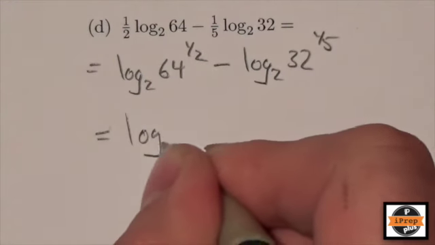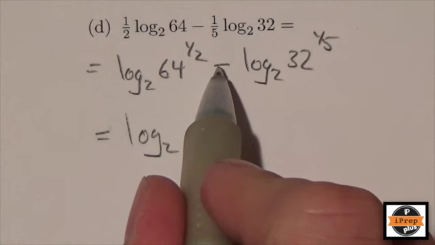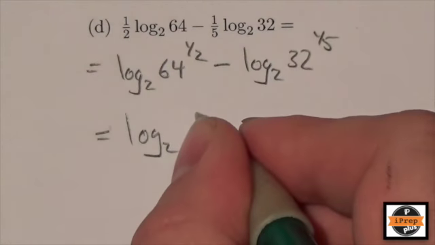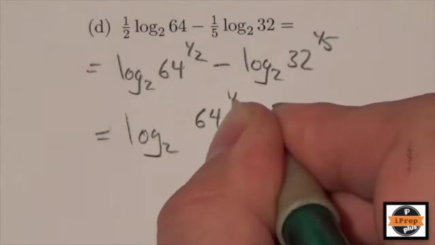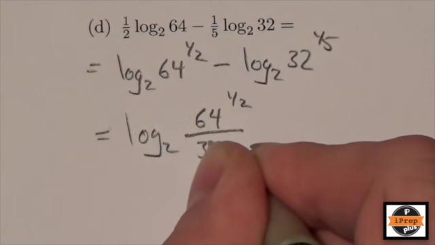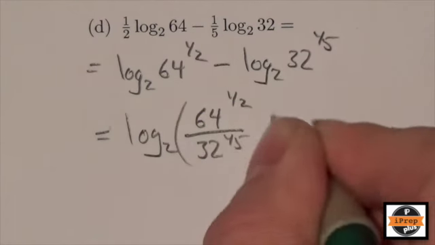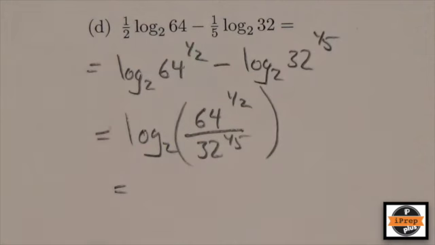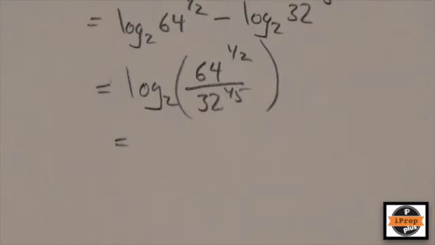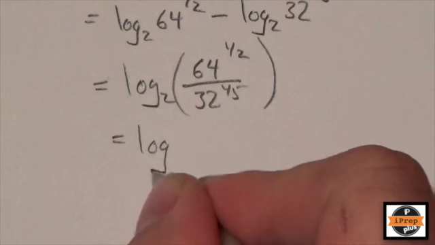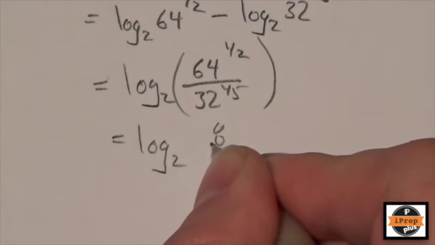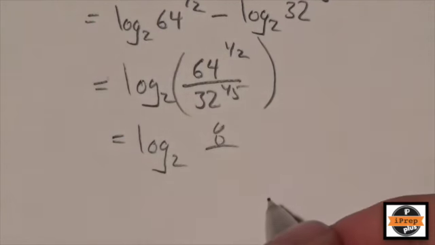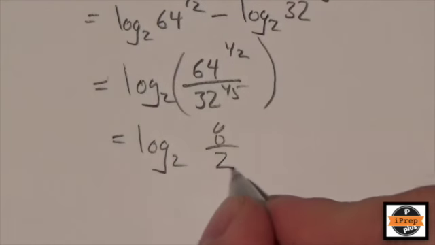That's what I'll do. So the very first thing I'm going to do is deal with that negative here, that subtraction. It is going to become division. So this will end up being 64 to the 1/2 divided by 32 to the 1/5, and that's all within the argument of the logarithm. Now, 64 to the 1/2, well, that's just 8. That's just the square root of 64. 32 to the 1/5, that's 2.